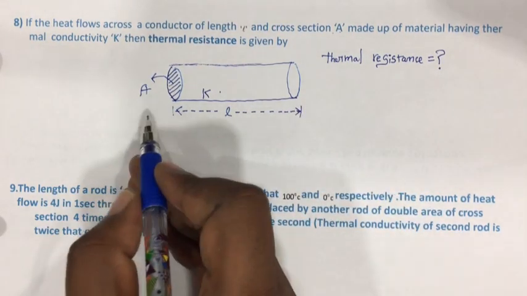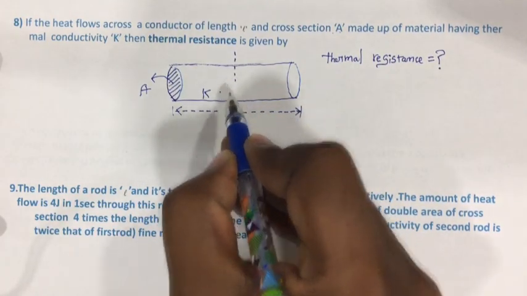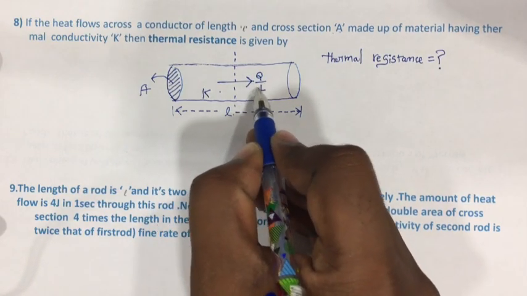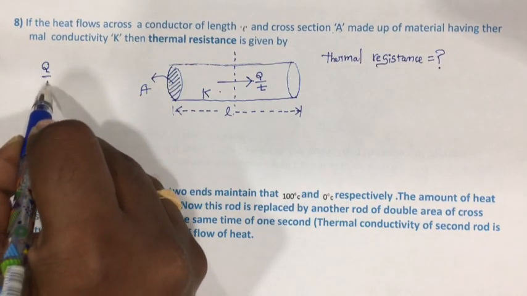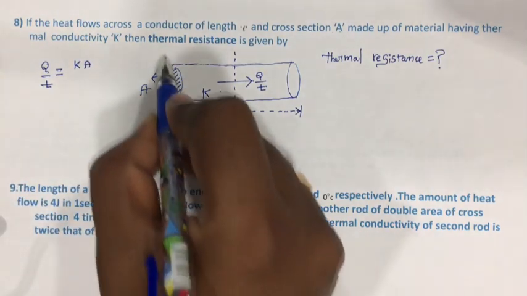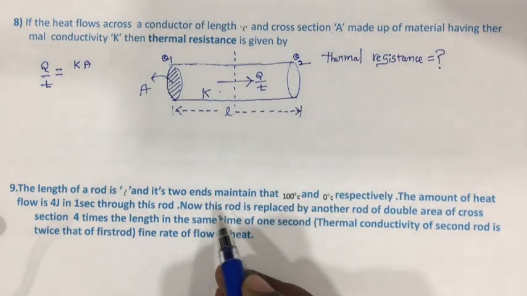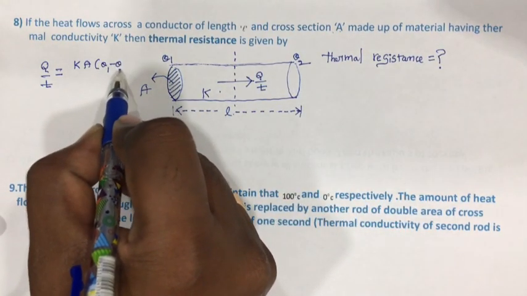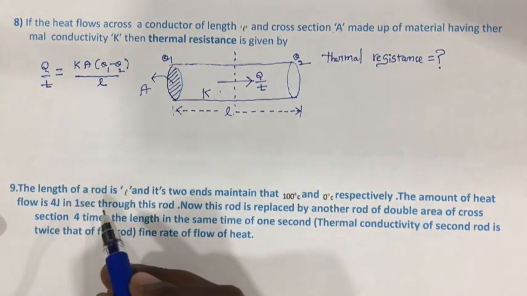What is the formula for rate of flow of heat through this rod? At any cross section of the rod, rate of flow is constant. That means we want to find out first Q by T, the rate of flow. Q by T is equal to K A, theta 1 is the temperature at one end, theta 2 is the temperature at another end of the rod. Theta 1 is greater than theta 2. So theta 1 minus theta 2 upon L. So this is the basic formula.